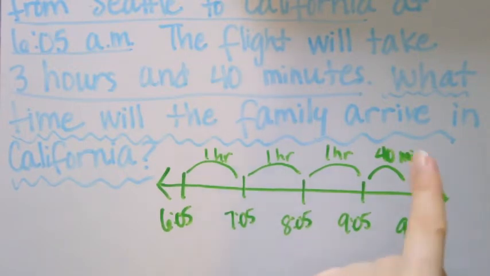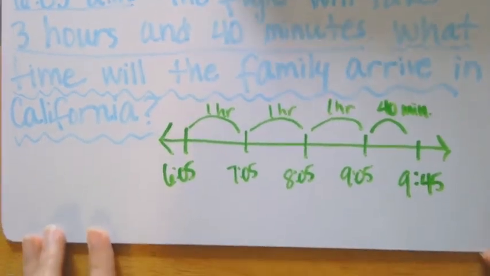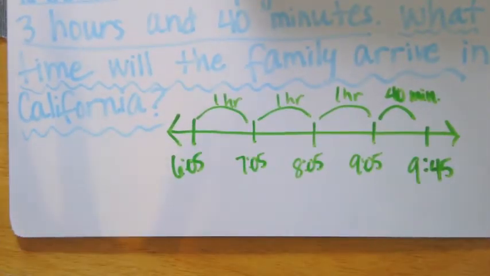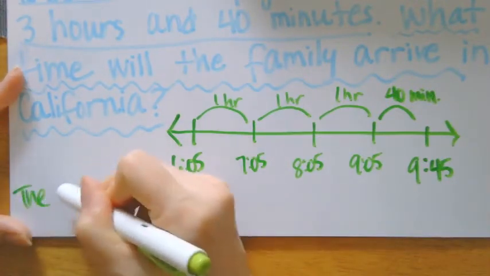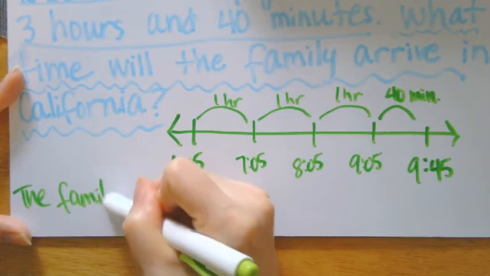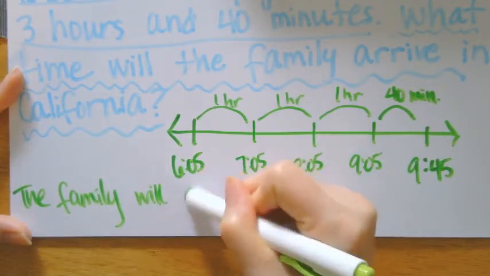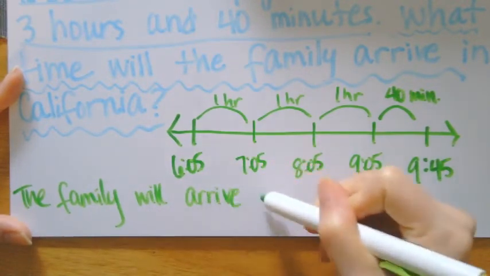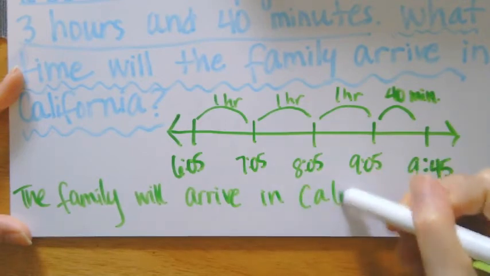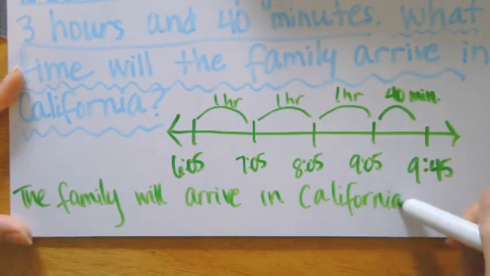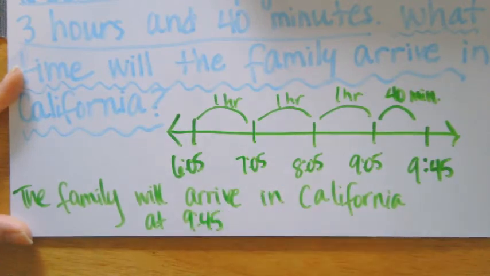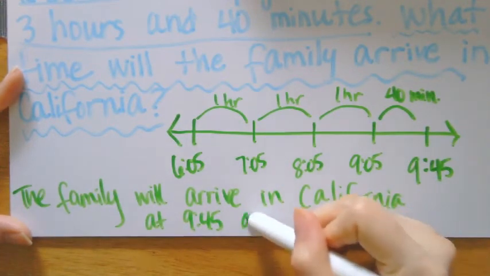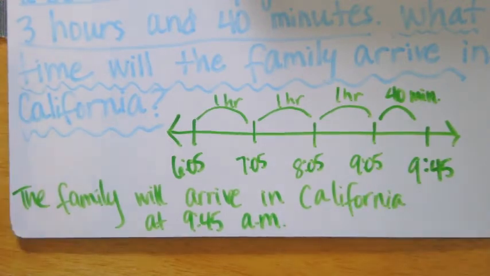Last thing I'm going to do is go back to the question, what time will the family arrive in California? So this is where a lot of you are really doing a great job restating your question. The family will arrive in California at 9:45. It's important to recognize if it's morning or evening.